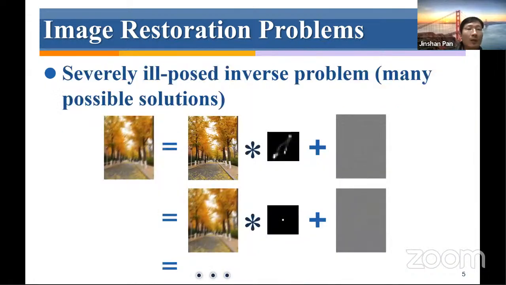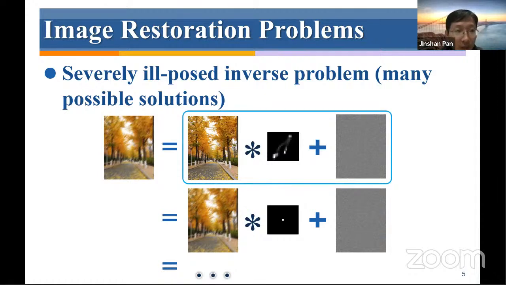Generally speaking, the image restoration problem is ill-posed, which usually contains many possible solutions. For example, in blind image deblurring, we can find many solutions that satisfy the blur model. Therefore, the task of blind image deblurring is to find this group of solutions.